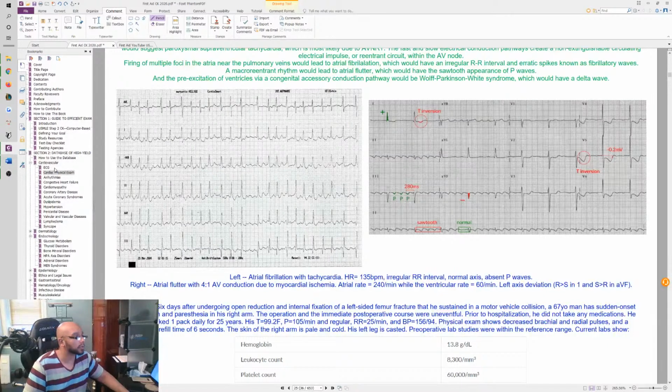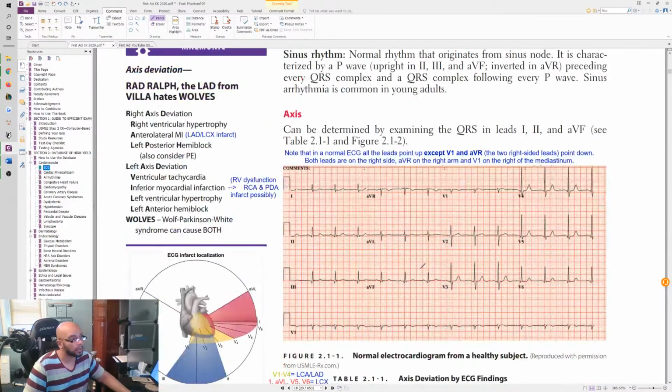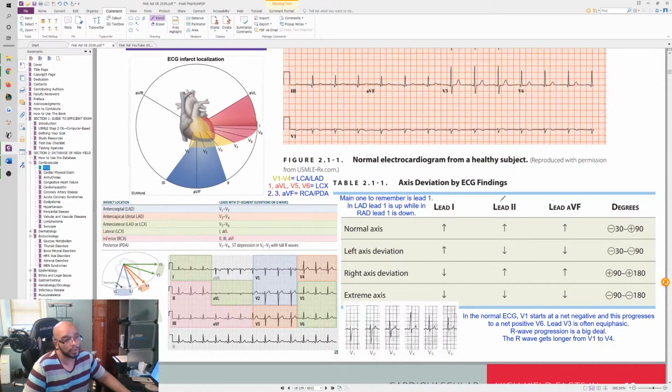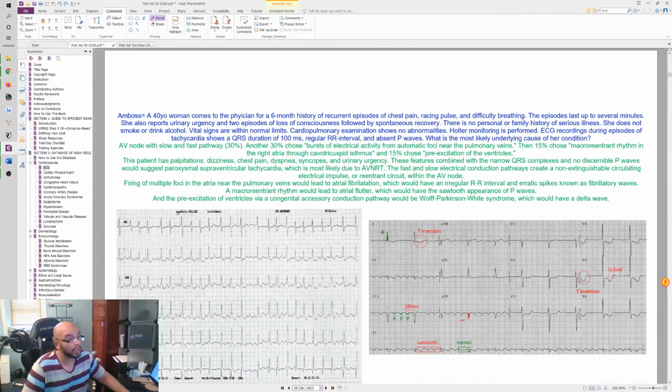Let me just go back and show you guys in case we forgot, and check myself too. So for axis deviation, it's 1, 2, and AVF, not 2, 3, AVR. 2, 3, and AVF would be for the right coronary artery ECG stuff. But yeah, 1, 2, and AVF. You're supposed to look at 1, 2, and AVF to check for the deviation, and they should all be pointing up. The only things that ever point down are AVR and V1 because those are both on the right side. V1 gets placed on the right side, AVR goes on the right side of the body. So those guys are going to point down, right?